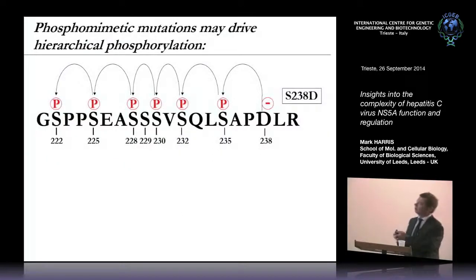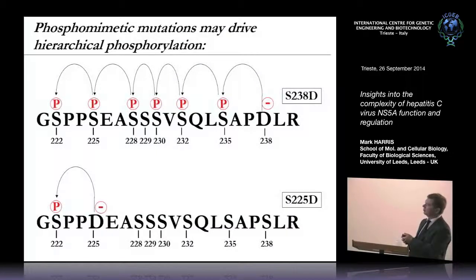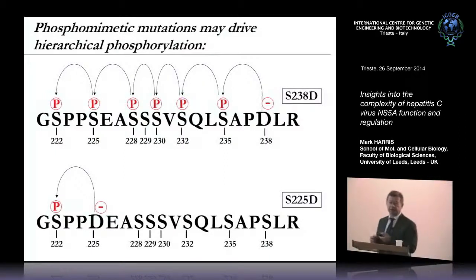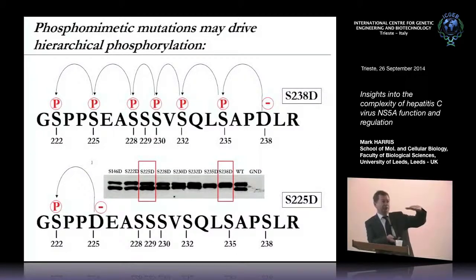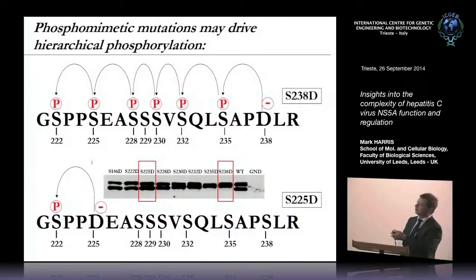So you could imagine that if we introduce the D mutation here, we're introducing a negative charge here, serine 238D. That would then drive that hierarchical phosphorylation all the way across LCS1. Whereas if we introduce that mutation at 225, it's only going to drive the hierarchical phosphorylation across here, so that there'll be less phosphorylation driven within these mutations. And so what we think is happening is that in 238D, because we're driving this hierarchical phosphorylation all the way across this region, we are converting that basally phosphorylated form more towards the hyperphosphorylated form. Because we're introducing lots of phosphates, it's moving that molecular weight close to the hyperphosphorylated form.